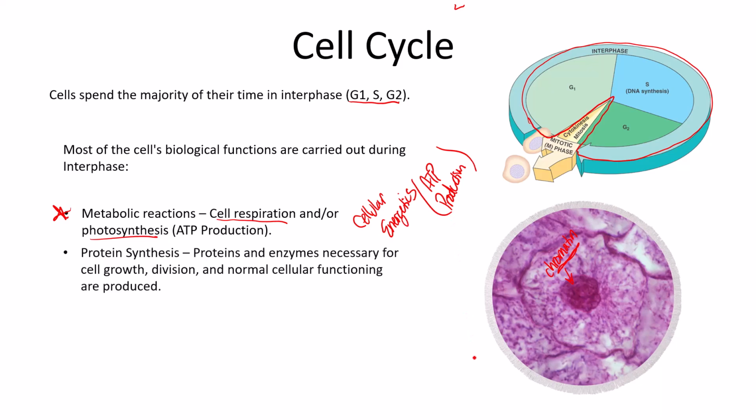The second one would be protein synthesis. We're going to cover this in a lot more detail later in a few units from now, but protein synthesis is the cell's ability to produce proteins and enzymes that are necessary for everything the cell needs to do. So that could be for the growth that occurs during G1 and G2. It could be for DNA replication, which happens in S. It could be for mitotic or cytoplasm division, and it could be for the normal cellular functioning like the metabolic reactions that we talked about before.